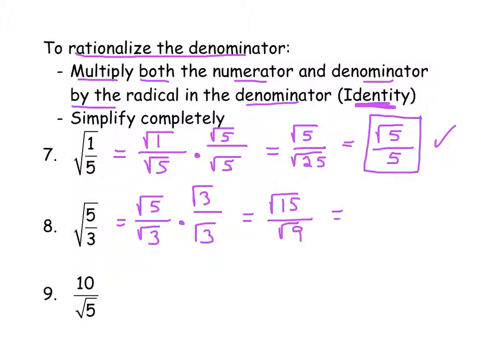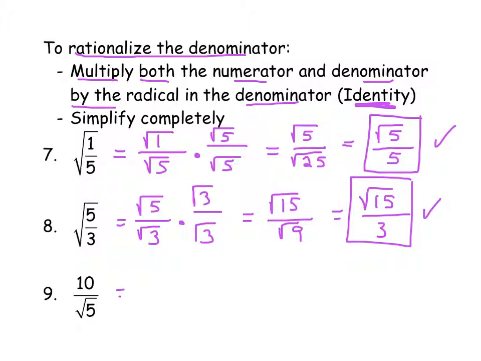And now, can you simplify radical 15? Are there any perfect squares in there? No. So that stays the same, but the square root of 9 is 3. And then this is a simplified radical. Do the same thing for number 9.